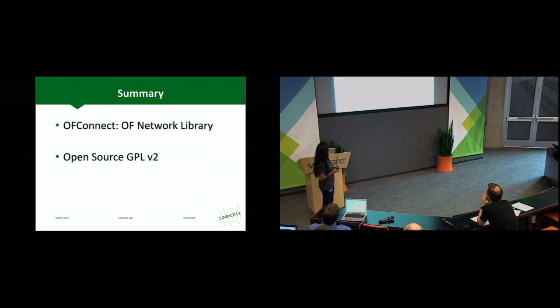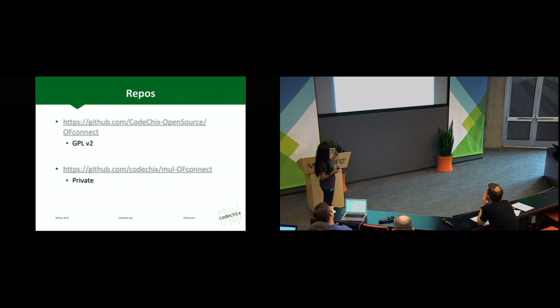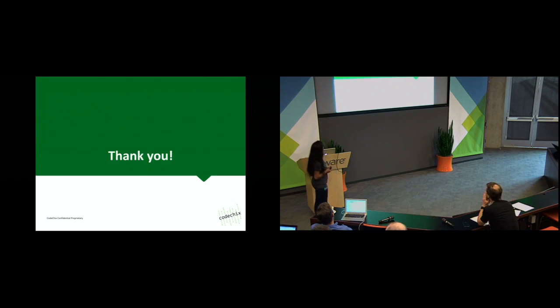This is kind of a summary. As we said, it's an OpenFlow networking library, and we have open sourced it with a GPL license, so anyone can join and contribute. These are the repos that we are using. One is for the library itself, and the other one is the Mul repo, where we have our library integrated with the Mul controller. That's about it.